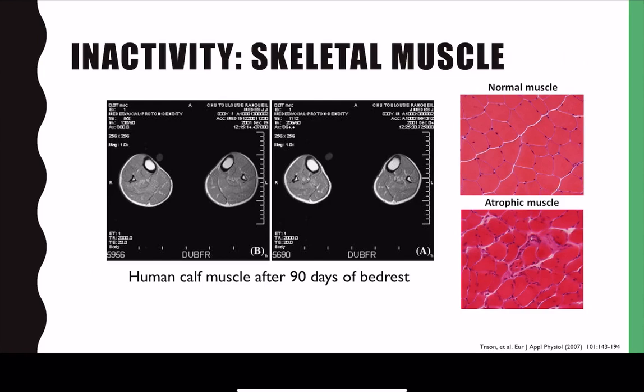Inactivity causes skeletal muscle atrophy. Again, atrophy is a decrease in mass and cross-sectional area, and it's usually in response to a reduction in physical activity. So as you can see in your notes, atrophy can be caused from hypokinesia or decreased movement, and or hypodynamia, which is decreased mechanical load.